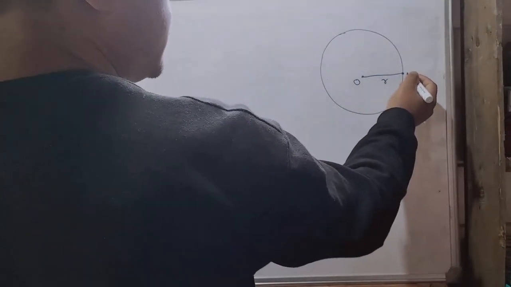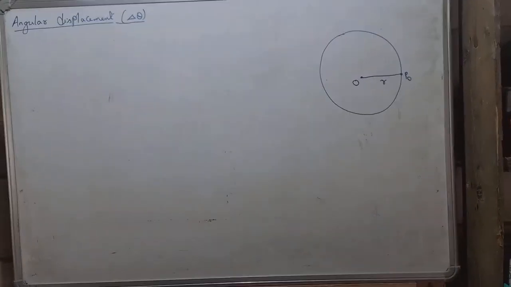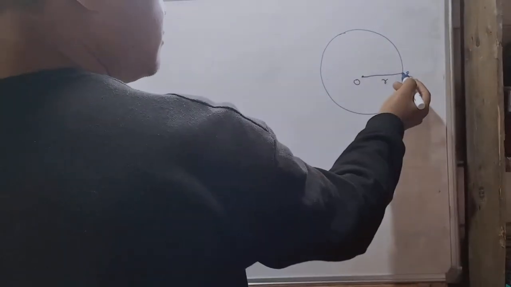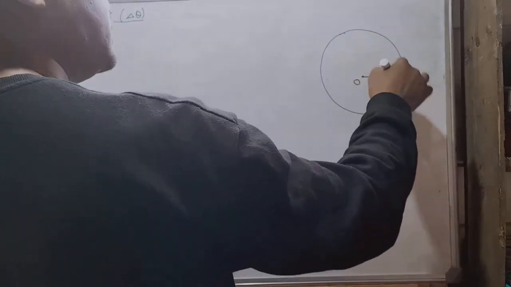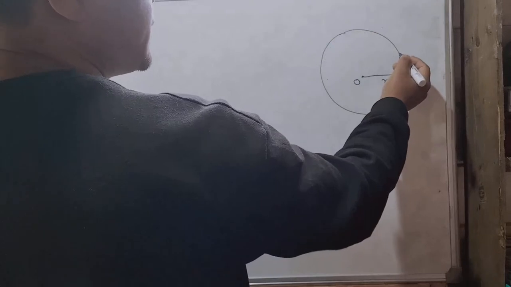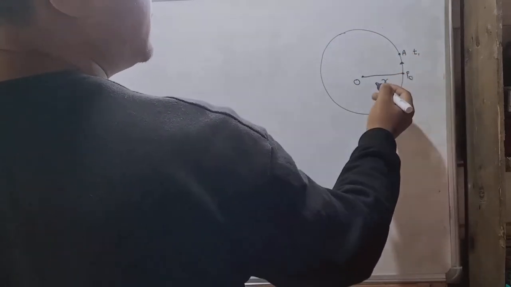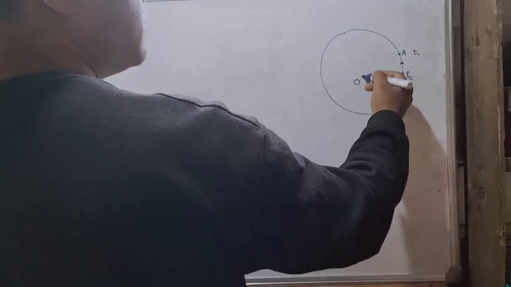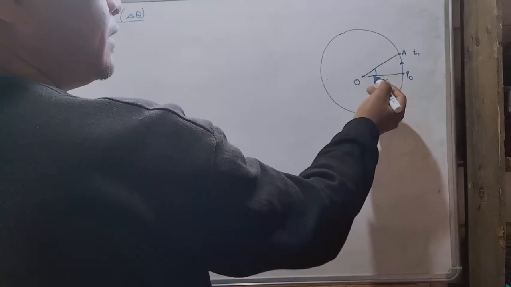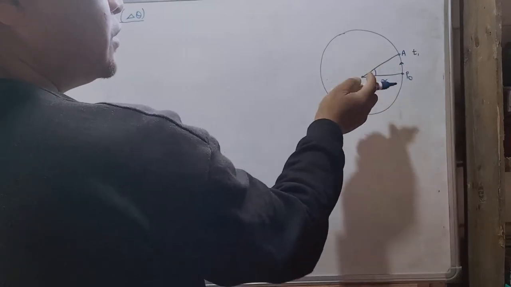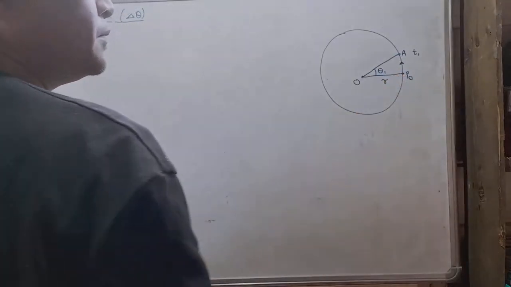Suppose initially the particle is at a point P naught. Now this particle moves along the circular path in the anti-clockwise direction. Suppose at a time t1 the particle is at a point A. So this radius now becomes like this, and it has covered some angle, and that angle is theta 1.